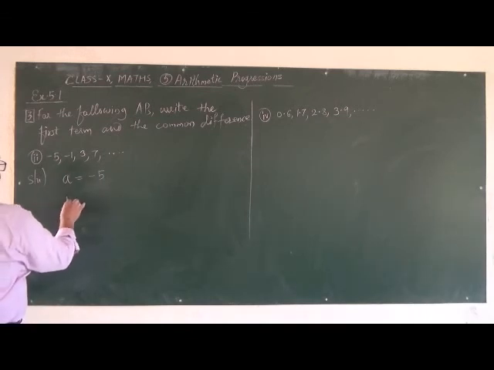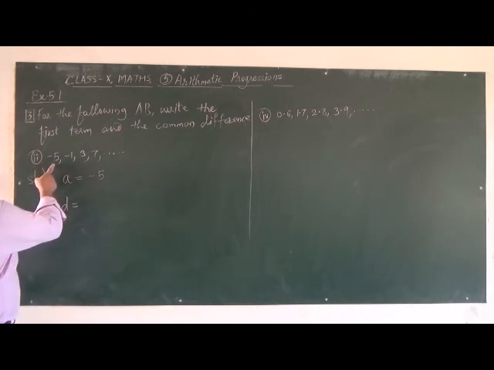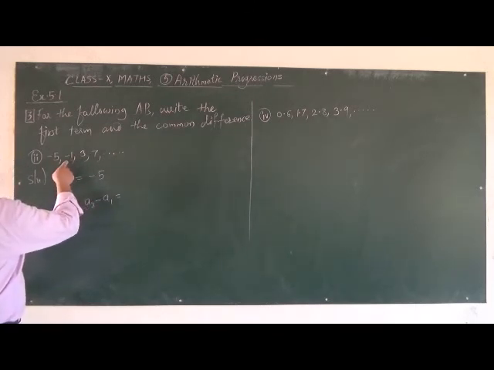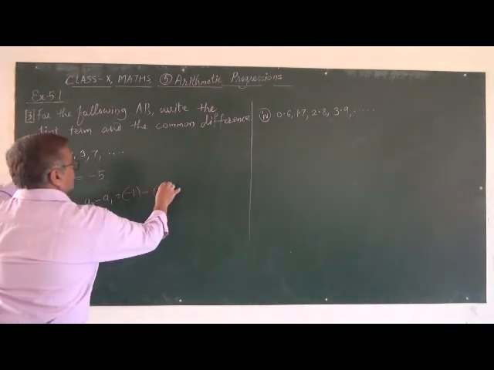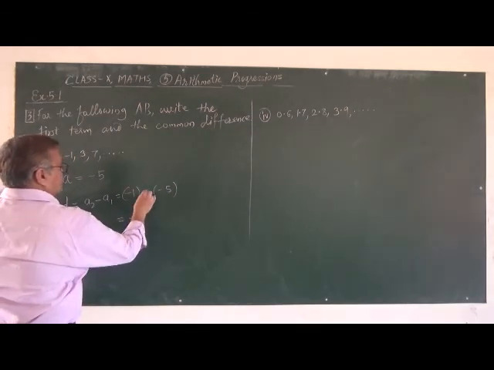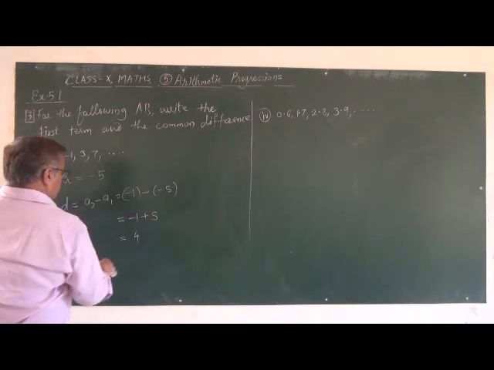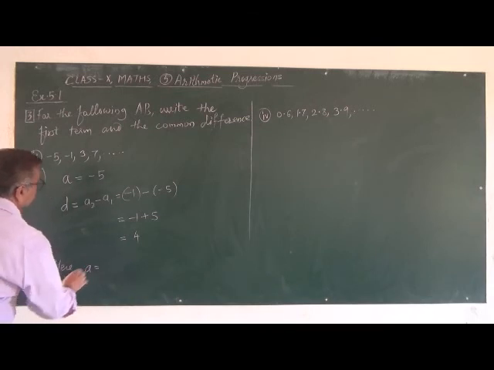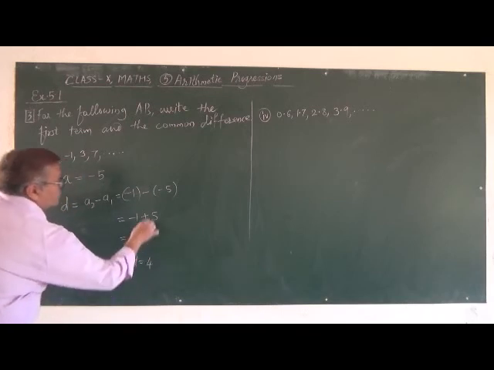The common difference is denoted by small letter d. So how to find it? This is A1, A2, A3, A4. So D is A2 minus A1. What is A2? A2 is minus 1, minus A1 which is minus 5. So minus 1 plus 5 is 4. So here you can write A is minus 5 and D is 4.